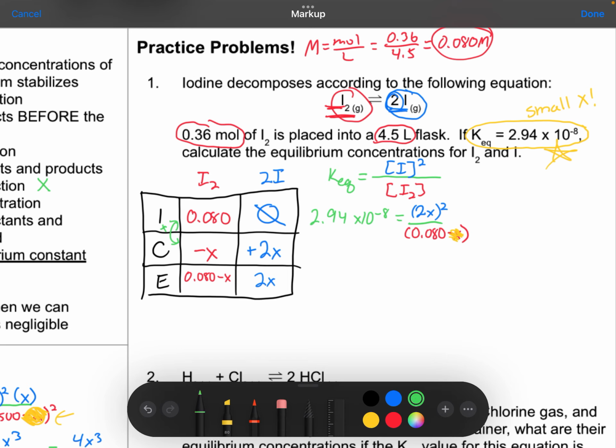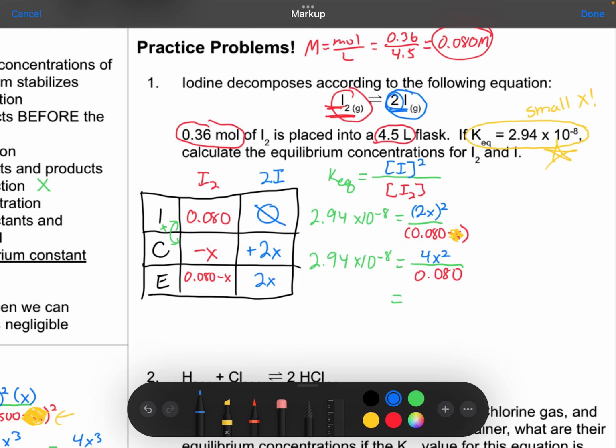I can go ahead and rewrite this. 2.94 times 10 to the negative 8th is equal to, simplifying the top of my fraction, I end up with 4x squared on the top. On the bottom, I just have 0.080, and then I can go ahead and mathematically simplify and solve for x. So just take you through the rest of those steps.